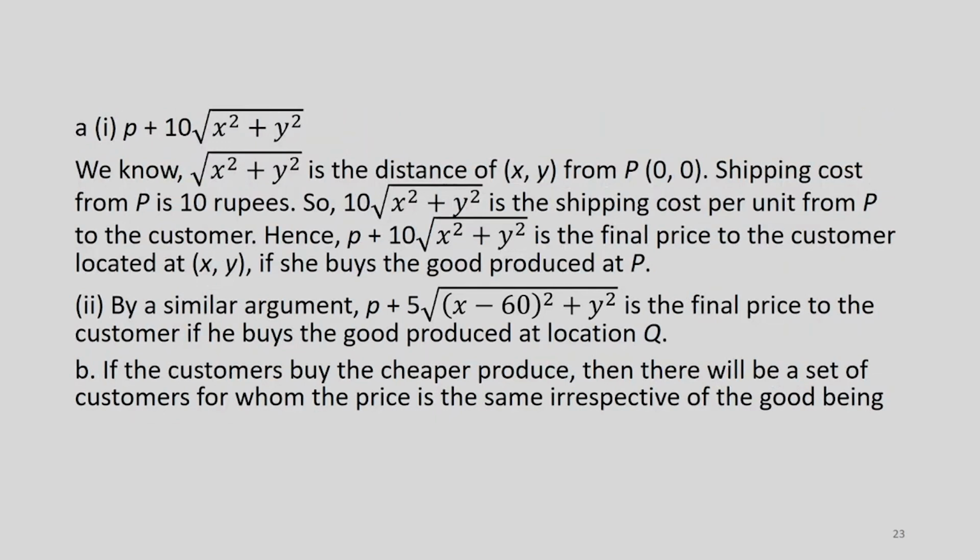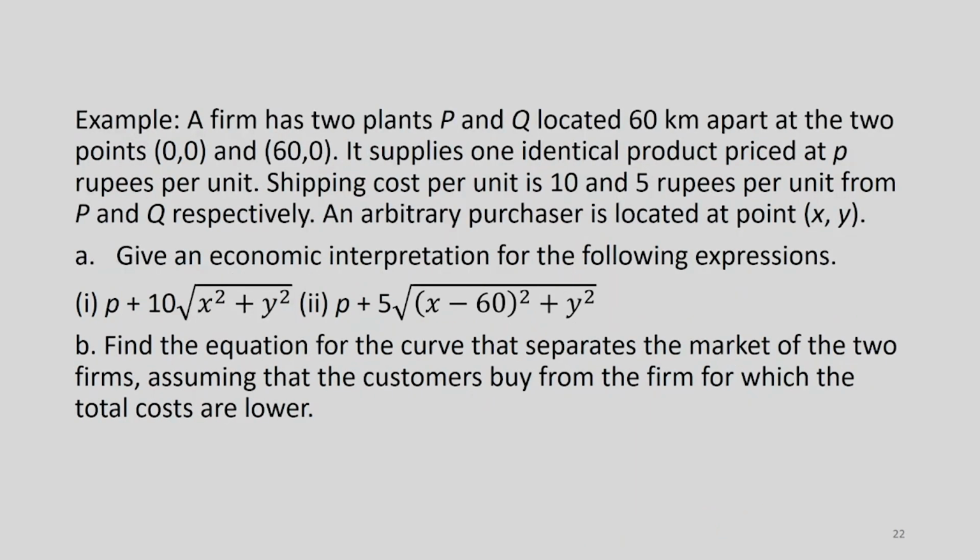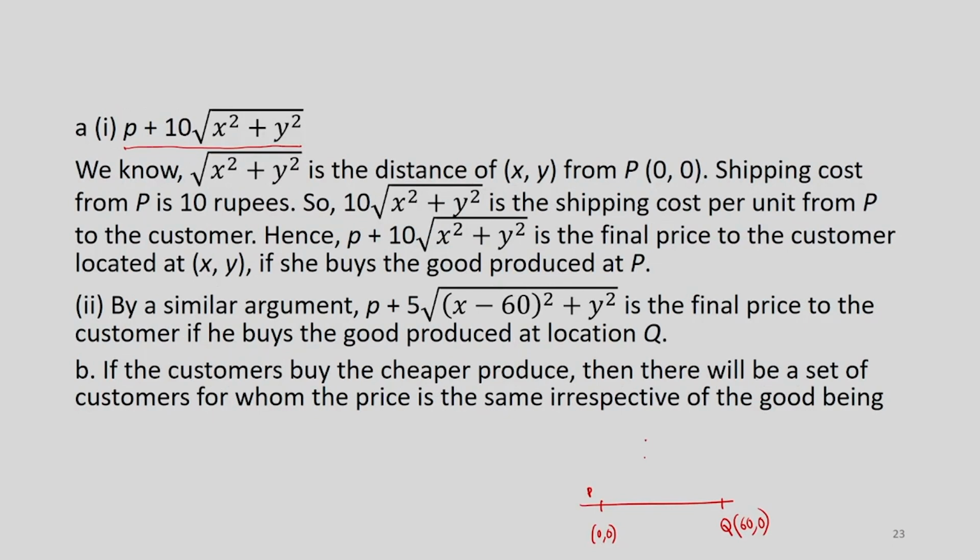So, what is the economic interpretation of this expression? Okay, let us visualize this. There are two points, one is (0, 0), which is P, and the other is Q, which is (60, 0). So, they are 60 kilometers apart. Now, there is this one customer, a purchaser whose coordinate is given by (x, y). Suppose (x, y) is a point here, point A, let us suppose.